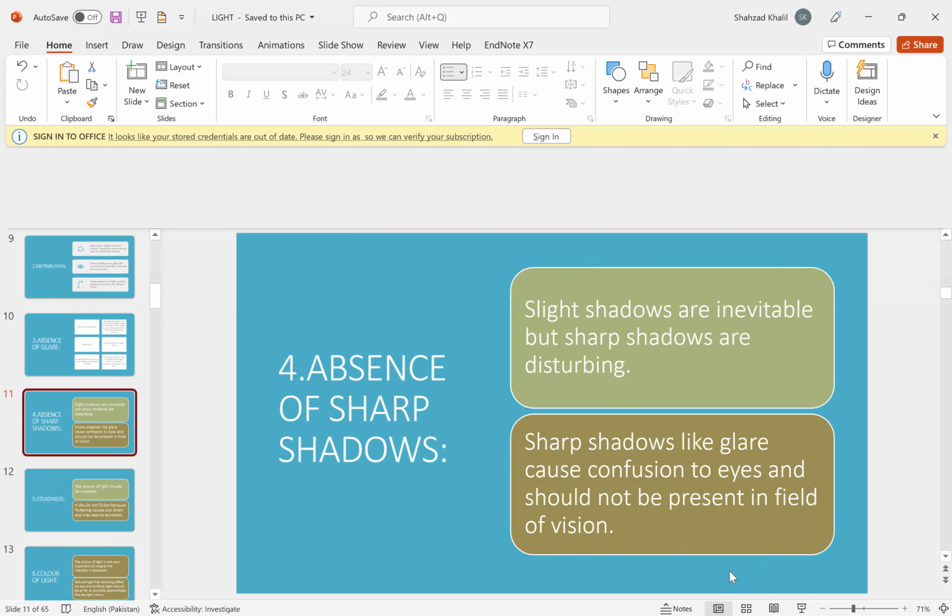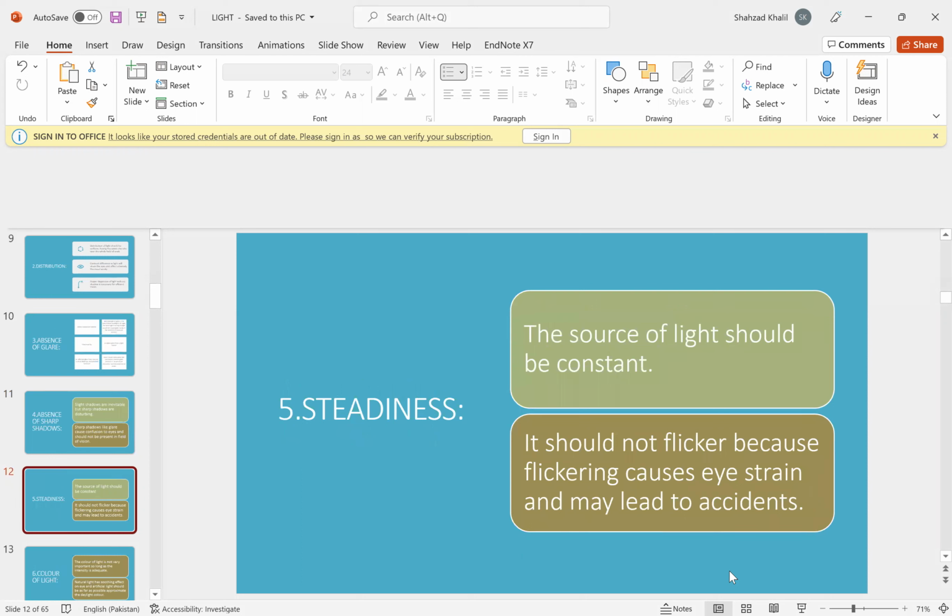Next is absence of sharp shadows. Slight shadows are inevitable, but sharp shadows are disturbing. Sharp shadows, like glare, cause confusion to the eyes and should not be present in the field of vision. Steadiness. The source of light should be constant. It should not flicker because flickering causes eye strain and may lead to accidents.